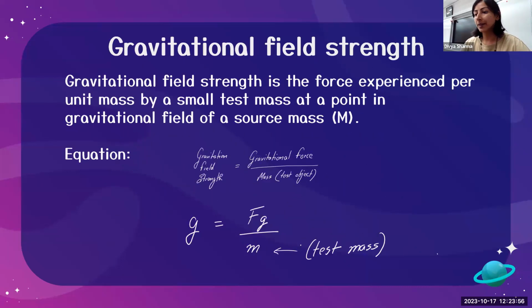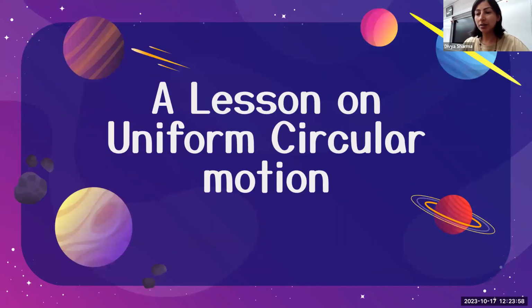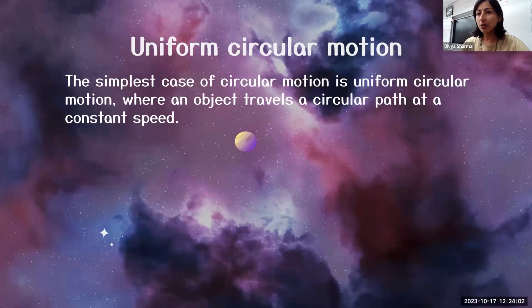All right, let's move on to the next thing, which is uniform circular motion. The simplest case of circular motion is what we are going to talk about. AP only works with uniform circular motion for this chapter. It is when an object is going around a circle at constant speed, where an object travels a circular path at a constant speed.